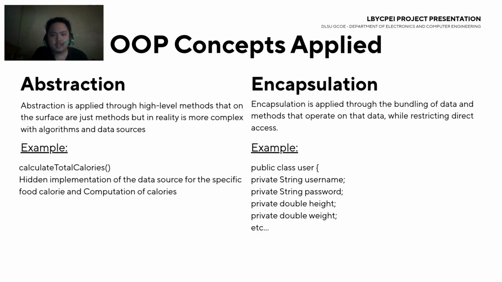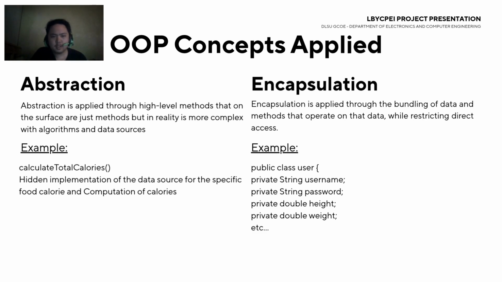Abstraction simplifies complex systems by exposing only essential features while hiding implementation details. In our health application, this is demonstrated through high-level methods like calculate. While it appears as a straightforward method to users, it internally handles intricate processes, fetching calorie data from diverse sources and executing algorithms to compute net calories. This shields users from underlying complexities such as database queries or nutritional calculations, allowing them to interact with a clean, intuitive interface.